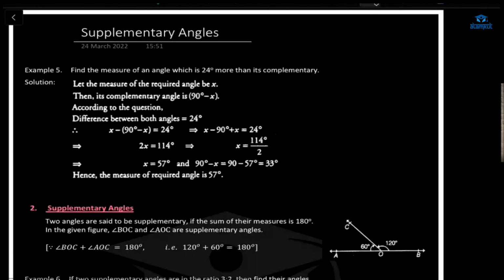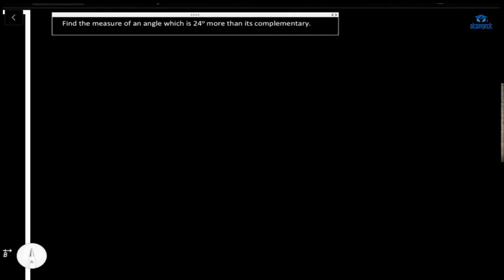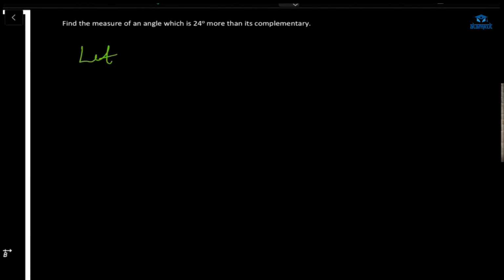Now let's see one more question. Find the measure of an angle which is 24 more than its complementary angle. I'll copy this question. Now, what it says is to find the measure of an angle which is 24 more than its complement. So if one angle you are taking as x, let the measure of the angle be x degrees. I'm taking the measure of the required angle as x degrees.